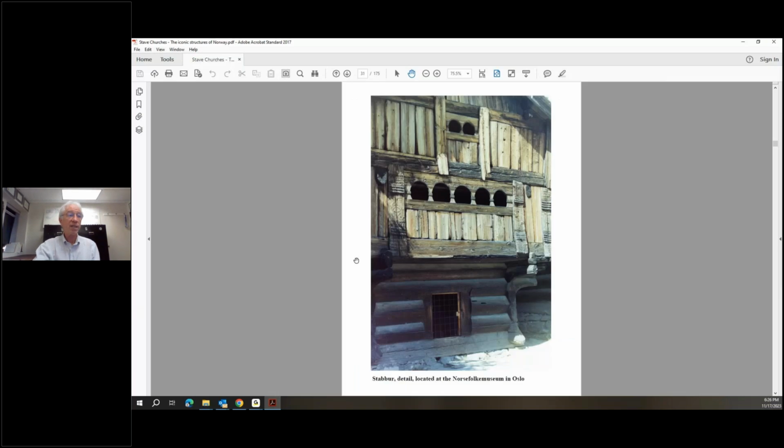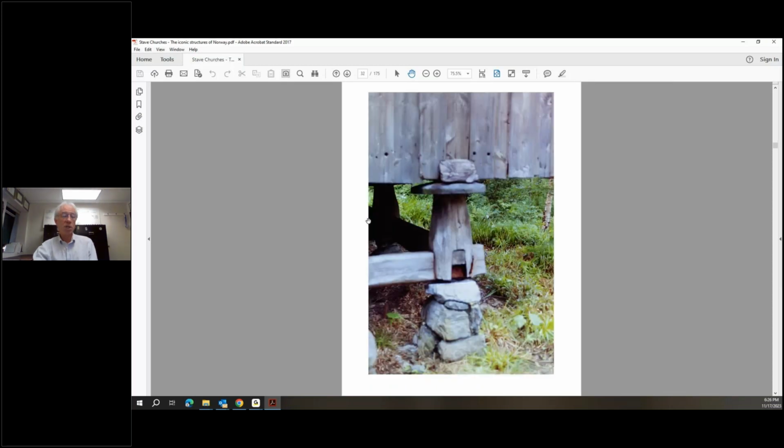All right, a little bit more detail of this Stabbur. This is a Stabbur from another part of the country, just the foundation detail, and if I zoomed in on this, the quality is a little sketchy, but it shows you a little bit more of a close-up view. All right, and you can see the interconnection of this joinery technique used.